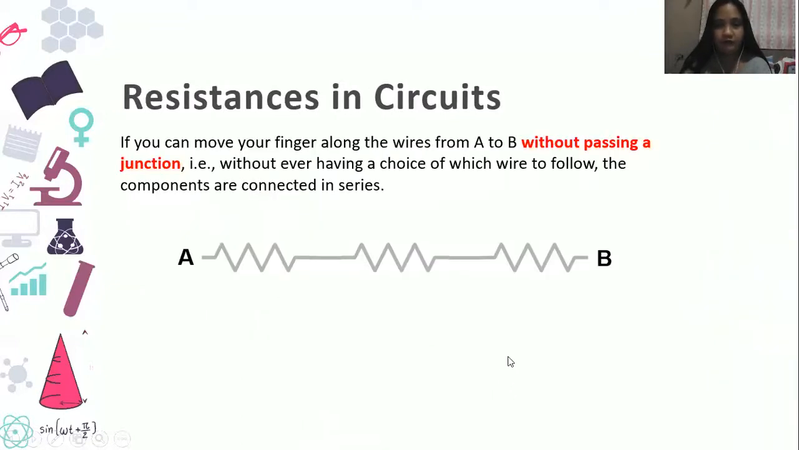If you want to look further, this is just a very simple illustration. It says that if you move the finger along the wires from A to B, you won't be passing any junction, meaning it just goes straight. So if I click that, there you go. You can imagine that that finger, that movement there, will be your current flow. But of course, that's another topic. For now, let's limit it to the arrangement of the resistances because it's just a straight path.